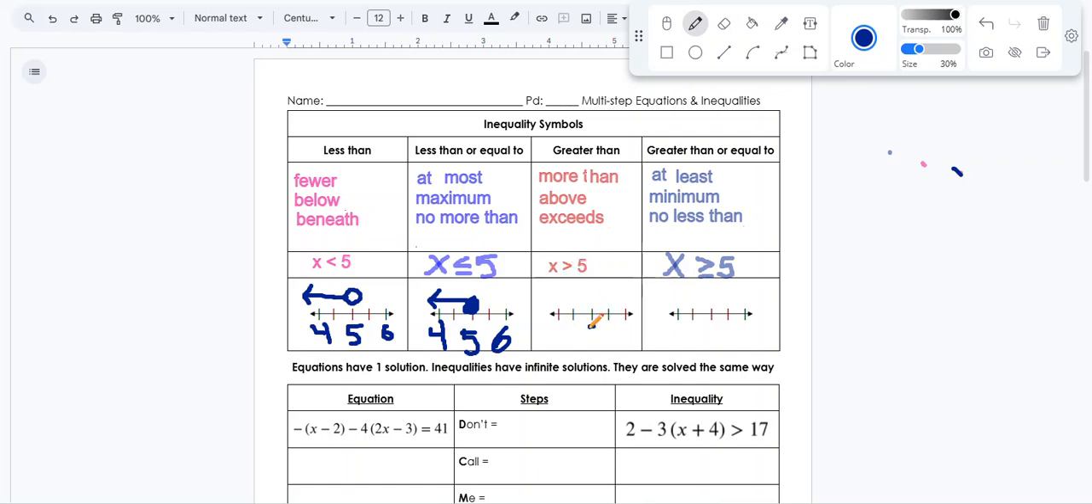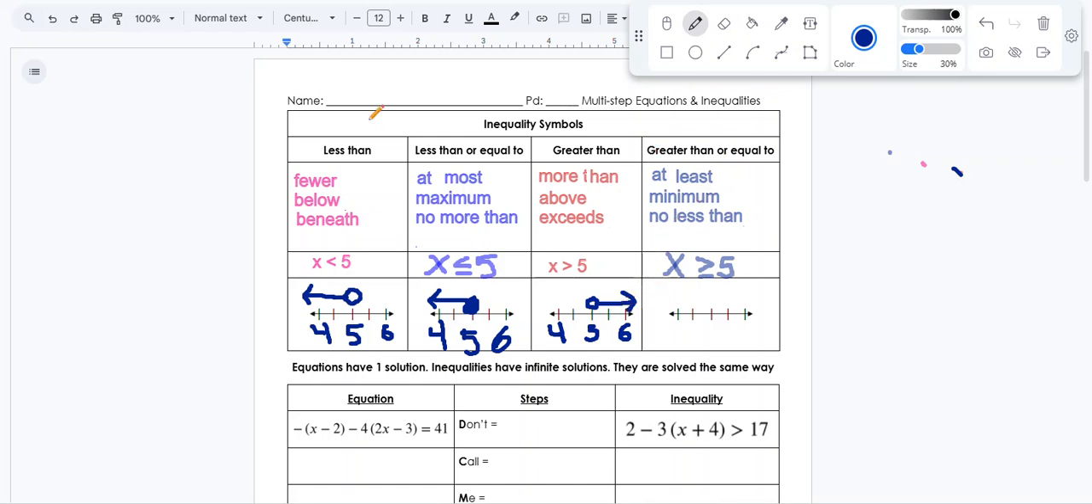And if I was going to do that, 5 is not part of my solution. It doesn't have an equal to there, right? So anything that's not part of my solution is going to have an open circle. So I'm putting an open circle over 5. And now it says x is greater than, so I'm going to point my arrow to the right where the numbers are bigger.